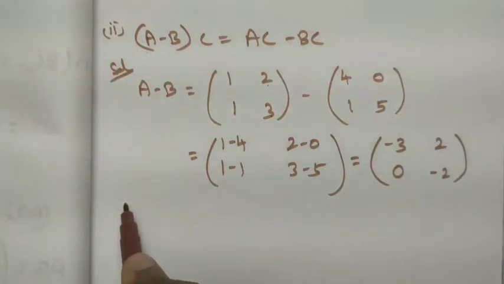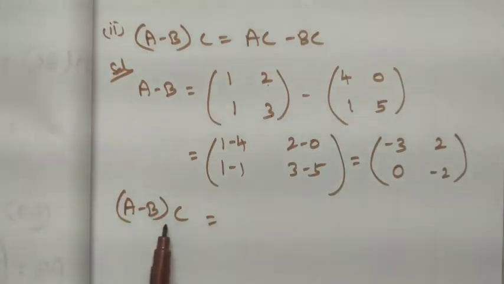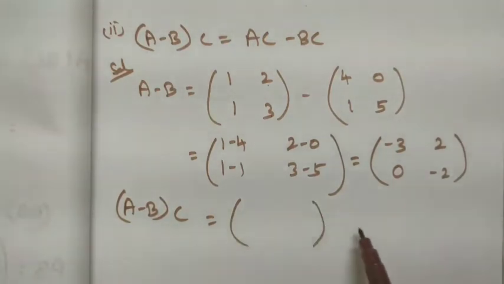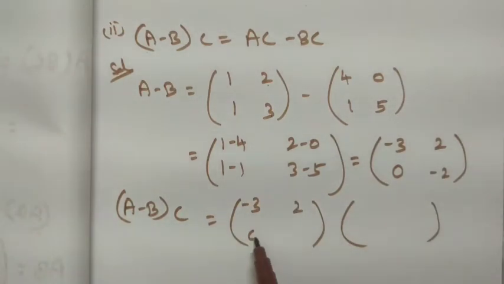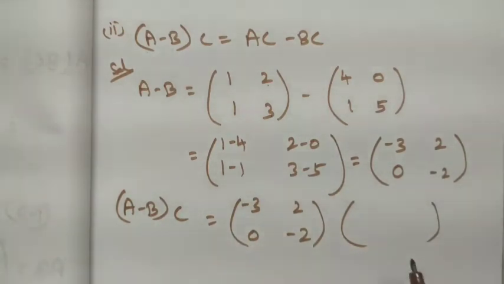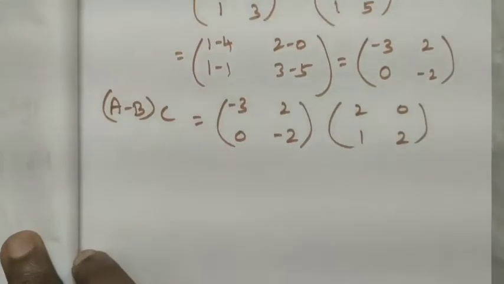Next we want to find out (A minus B) into C. A minus B we have to multiply with C. So (A minus B) into C. What did we find for A minus B? Minus 3, 2, 0, minus 2, and then C is 2, 0, 1, 2. Right? Now we want to multiply the terms.